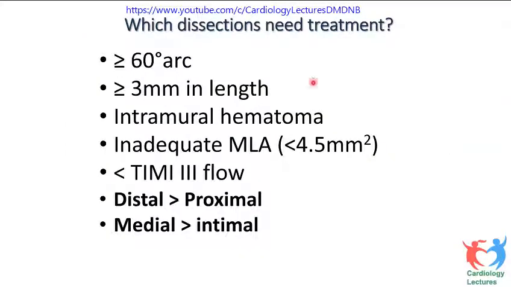So what dissection needs to be treated is called a major dissection. If the dissection is extending beyond 60 degrees, if it is beyond 3 millimeter, if there is intramural hematoma, if inadequate MLA, that is according to OCT, if it is less than 4.5, according to IVUS less than 5.1, and if the TIMI flow is less, then it is very, very important. Distal dissection is more important compared to proximal dissection. Medial dissection is more important than intimal. So just remember this whenever you are using imaging to make a decision whether to treat this dissection or just leave it. Remember all these points. It will be of great help to produce better results.